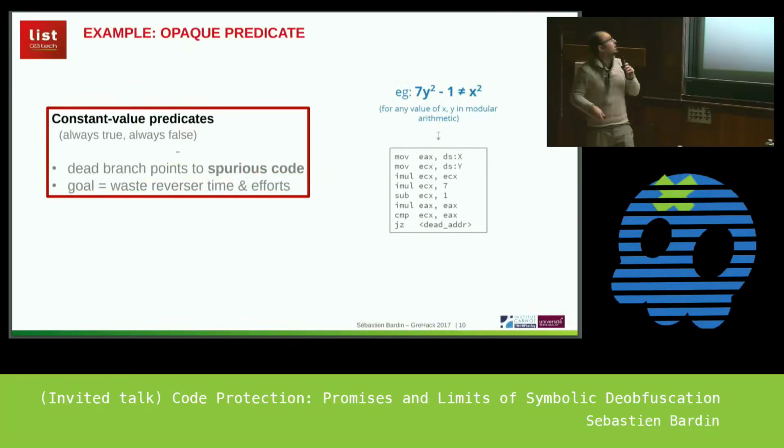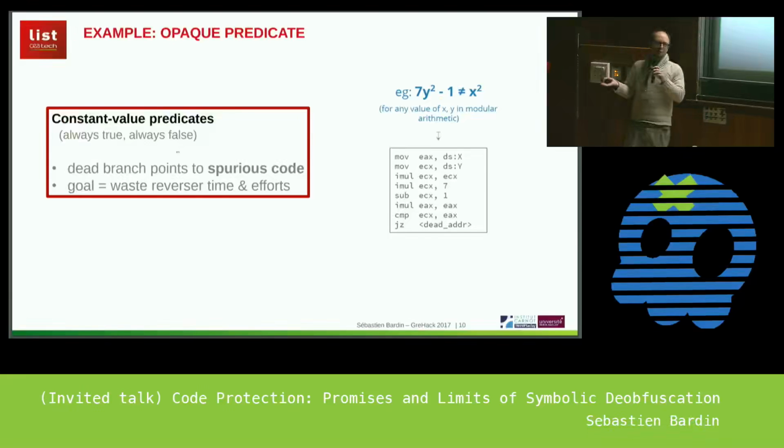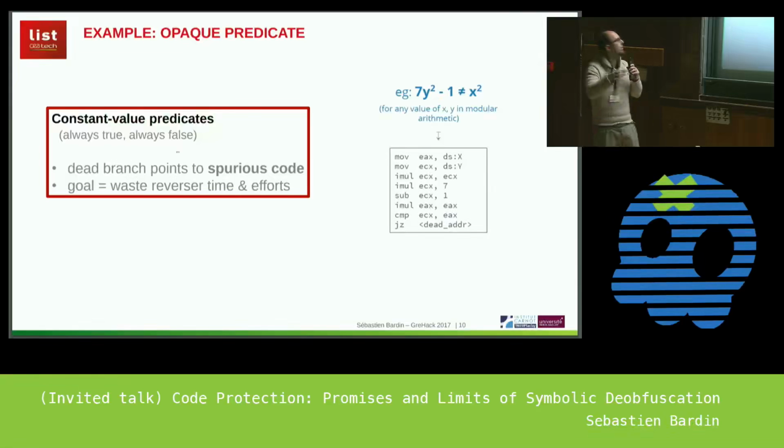If you consider opaque predicates, what is an opaque predicate? Basically, you insert branches in your code, but for these branches, you know that they will always be true or always be false. For example, you can do it with arithmetic. Typically, this arithmetic expression is always true. And how do you use this opaque predicate? Basically, you put your opaque predicate somewhere. You know that one branch will never be taken. Then you put some arbitrary code into that branch. So basically, the dead branch will point to spurious code. And hopefully, the reverser will waste their time trying to analyze the spurious code. Okay, this is one technique.